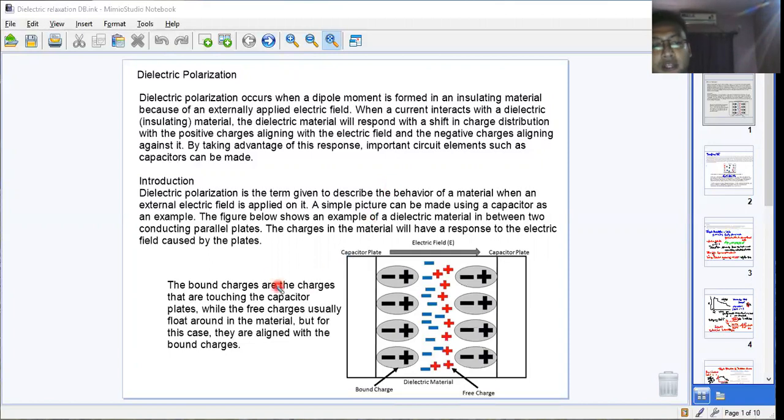Now we are going to discuss what happens as you place a dielectric material in the electric field, between two capacitor plates. The dielectrics are sandwiched, so the bound charges are attached to the capacitor plates where the electrode connections are made. The free charges are these blue and red charges, which are mobile, rather than the brown charges, which are less mobile or are attached to the capacitor plates.